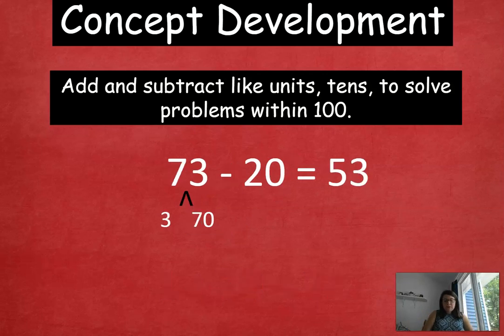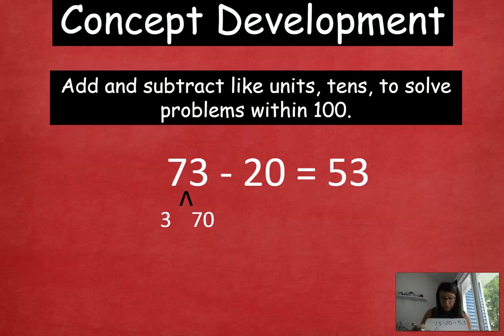Okay, they broke this one down for you. So go ahead and draw this out or try and solve it. I'm going to solve it using the number bond, like they did. 73 minus 20. So they're breaking down the 73 into tens and ones.